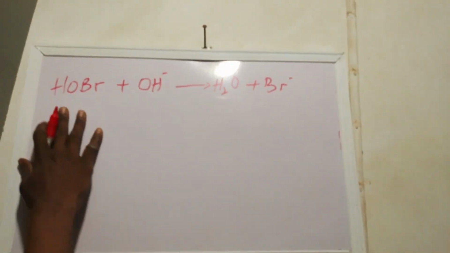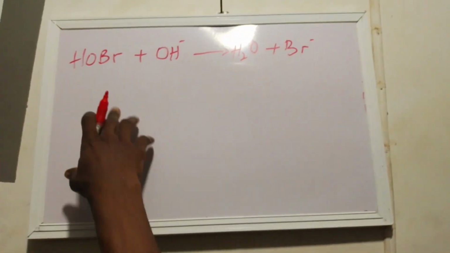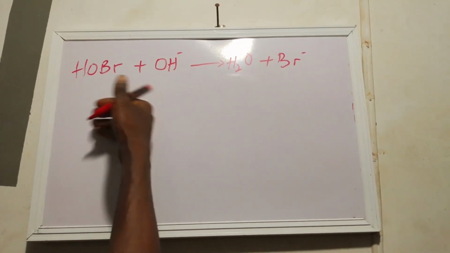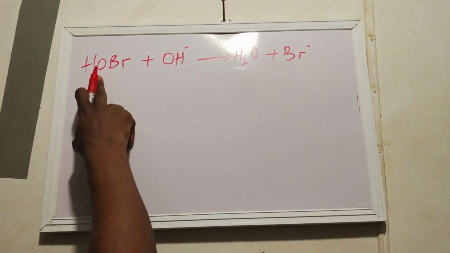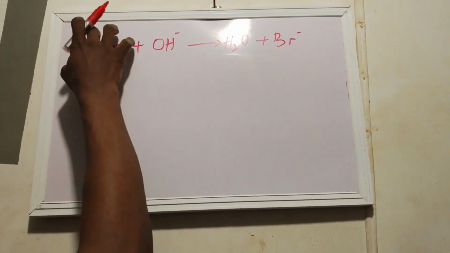So now the conjugate acid is going to be on the product side. According to the reaction, you can see water has the ability to lose one hydrogen, and bromide has the ability to take in hydrogen. So bromide ion is the conjugate base.